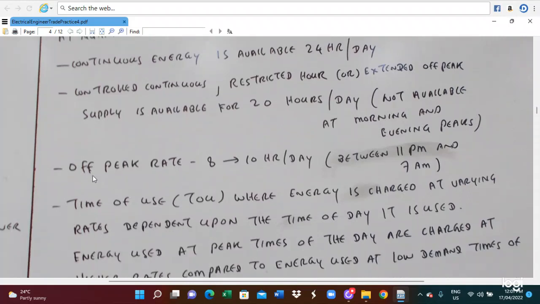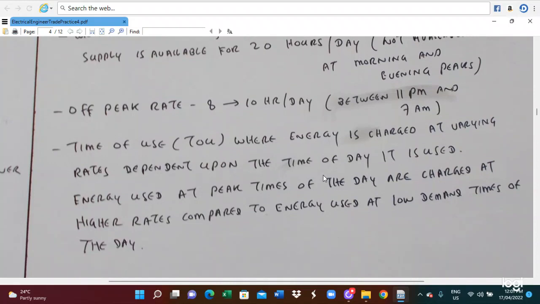Off-peak rate is 8 to 10 hours per day. This is between 11 p.m. and 7 a.m. Time of use, TOU, is where the energy is charged at a varying rate dependent upon the time of the day. Energy used at the peak times of the day is charged at a higher rate compared to the energy used at the lower demand times of the day.